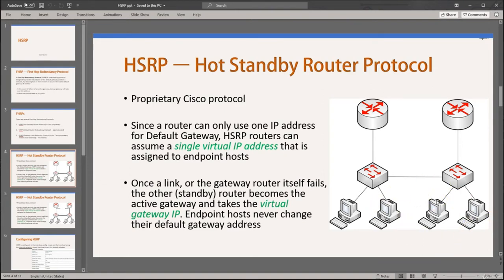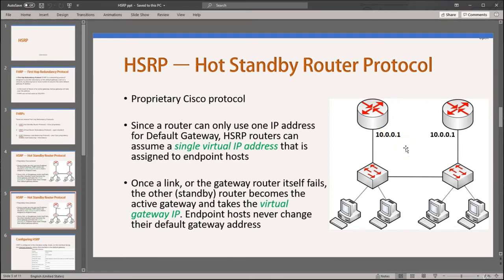What we can do with HSRP is we can use the same IP address on both routers so that if one of them fails and the other one takes over, the end computers have no idea that anything changed. They are still using this 10.0.0.1 IP address. These two routers will each have some other IP, let's say 10.0.0.5 and 10.0.0.6 on these interfaces connecting to the switches. But when assuming their HSRP gateway role, they will use this 10.0.0.1 IP address.